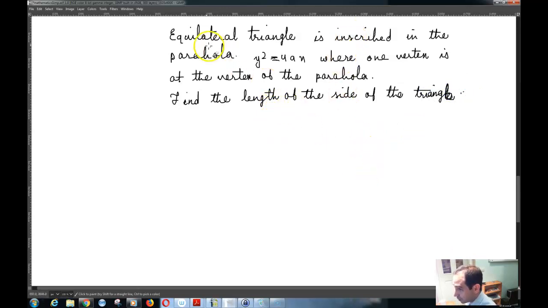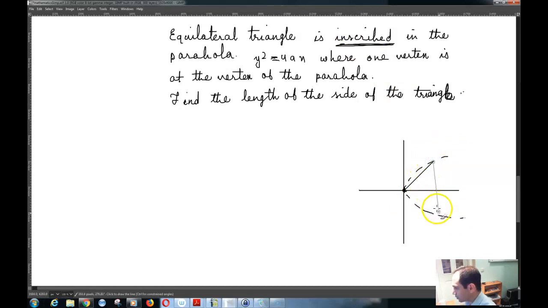So you have an equilateral triangle that has been inscribed in this parabola, which is y squared equals 4ax. That is your parabola. Now one vertex of this triangle is at the vertex of the parabola, and of course, since it is inscribed, it has to be inside the parabola, meaning that you would have basically some situation like this, for example.